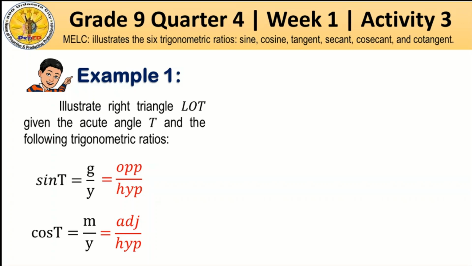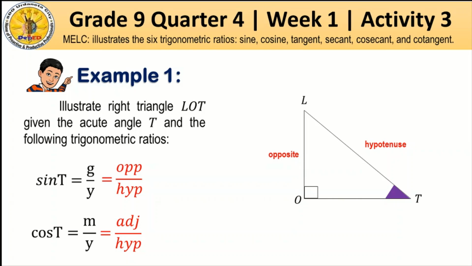Now, let's draw a right triangle and label it as LOT. Based on the instruction, our reference angle is angle T. With respect to this angle, side LO is the opposite side. Side LT is the hypotenuse, and side OT is the adjacent side. Now, we will substitute the name of the sides according to the given trigonometric ratios. The opposite side is G, the adjacent side is M, and the hypotenuse is Y.